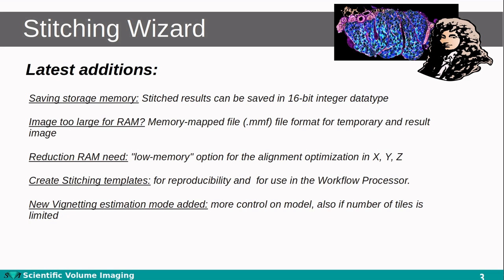You now also have the possibility to create a stitching template, which can be used in the workflow processor in Huygens for a fully automated process. And we have recently implemented a new vignetting estimation mode, which allows for vignetting correction even for images with few tiles.